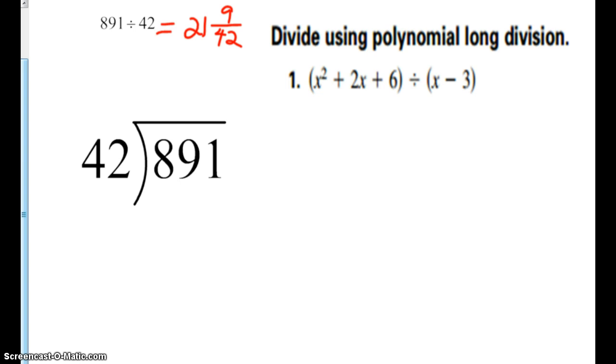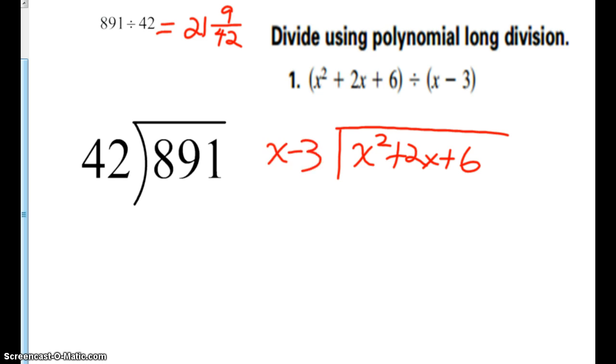Well, similar, I'm going to take the first guy and put him inside the box, and the second guy outside the box. And now, to divide, I say to myself, what do I need to multiply this first guy by outside the box to get to this first guy inside the box? Well, x times what is equal to x squared? Well, an x. So I need to multiply this outside by an x. So now notice, and this is the way I do this, I put the x over the x's in this x column right here. These line up right here.